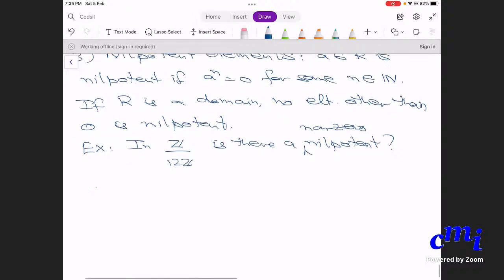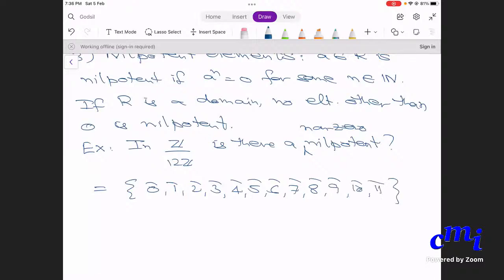So Z mod 12Z, as I said, is just 0 bar, 1 bar, 2 bar, 3 bar, and so on. This is Z mod 12Z. So is any element of these nilpotent? That means I want to take an element and take powers, and after taking powers, it should become 0. So notice that if I take 6 bar squared, what is 6 bar squared? 6 bar squared is 36 bar, and 36 bar is 0 because 12 divides 36. So 6 bar is nilpotent.